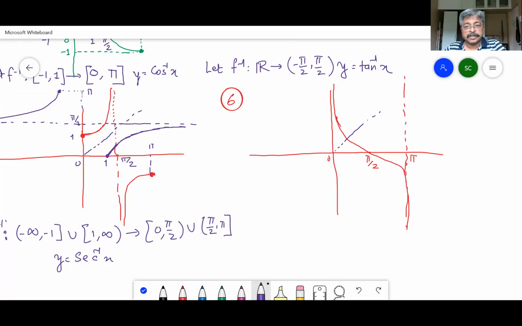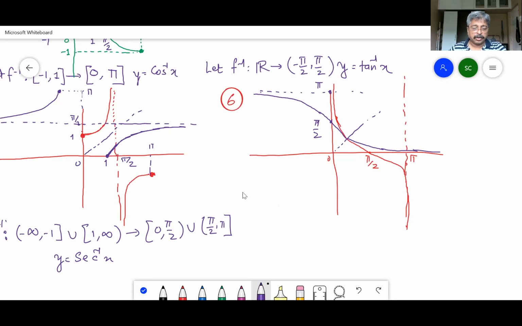Yes. How do we reflect this now? It goes from here, it has been drawn correctly. It goes like this. At pi there will be a dotted line. At pi by 2 it will cross and it will go like this. Okay, so this is your cot inverse. So what is this? This is pi by 2. This is pi. Done.